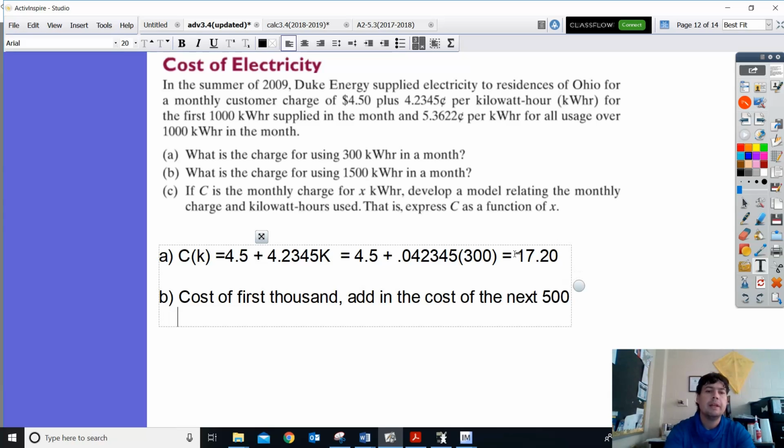So the cost of the first 1,000 is just done by plugging 1,000 in the equation that we have above, isn't it? I never did correct that decimal place in the equation.